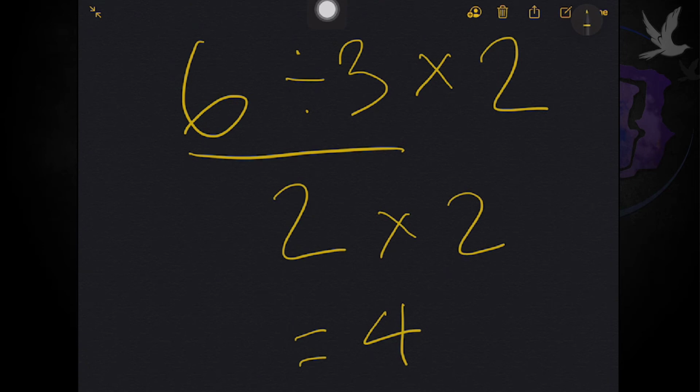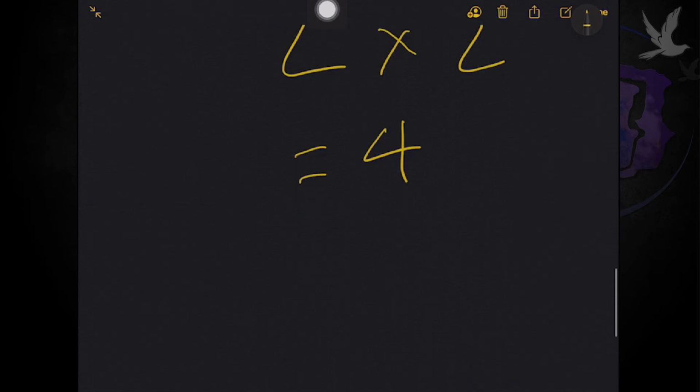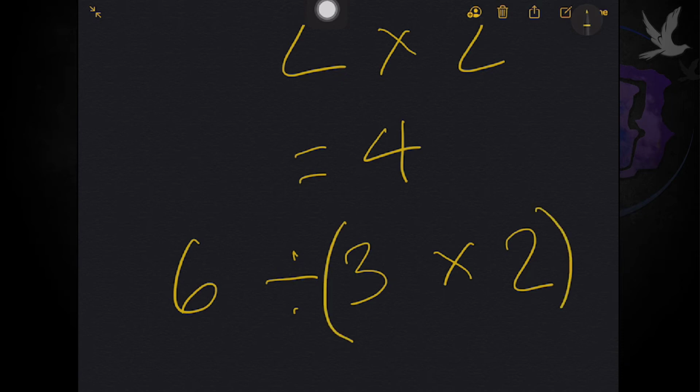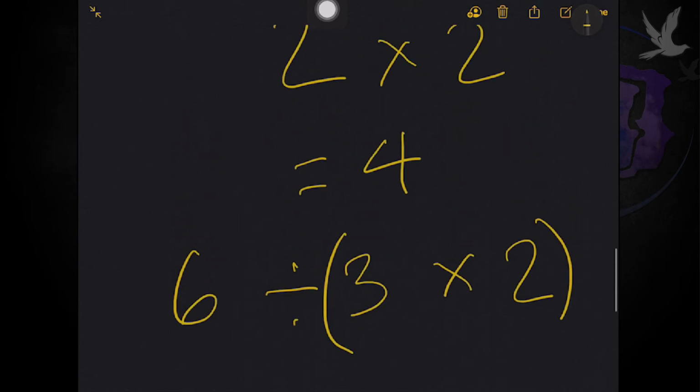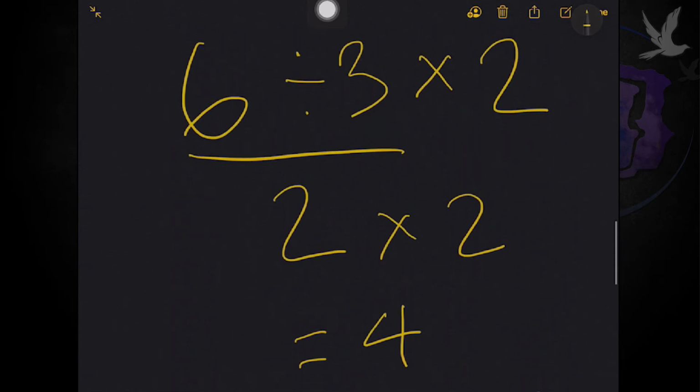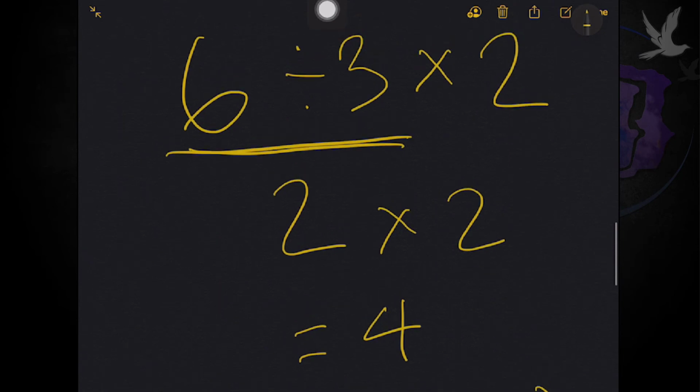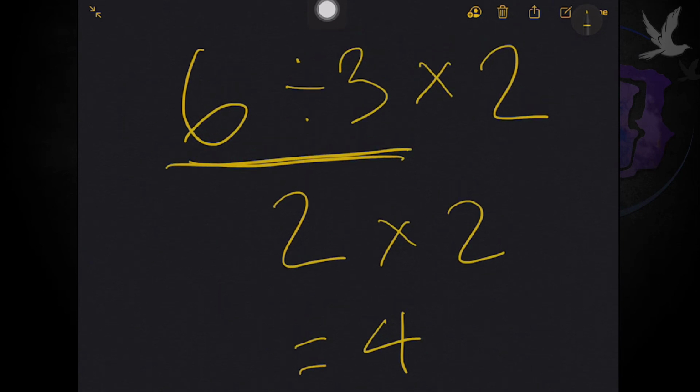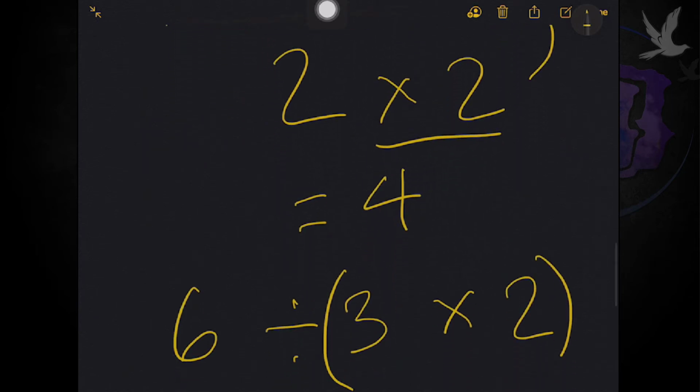Now, let me try to rewrite that equation again. 6 divided by 3 times 2. But this time, I'm going to put an open close parenthesis. So, notice earlier, 6 divided by 3 times 2. We did this first, which gave us 2, multiplied to 2, which came from here. 2 times 2 is equivalent to 4.